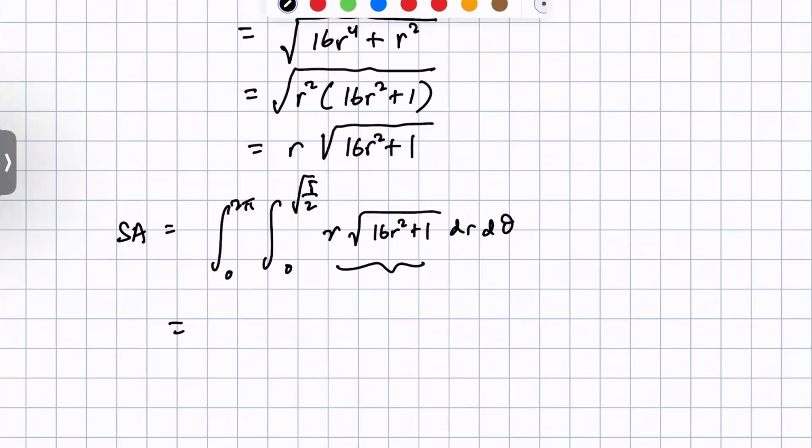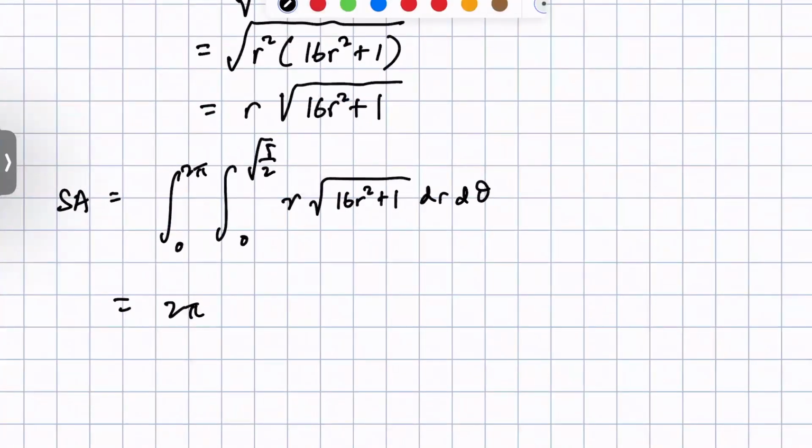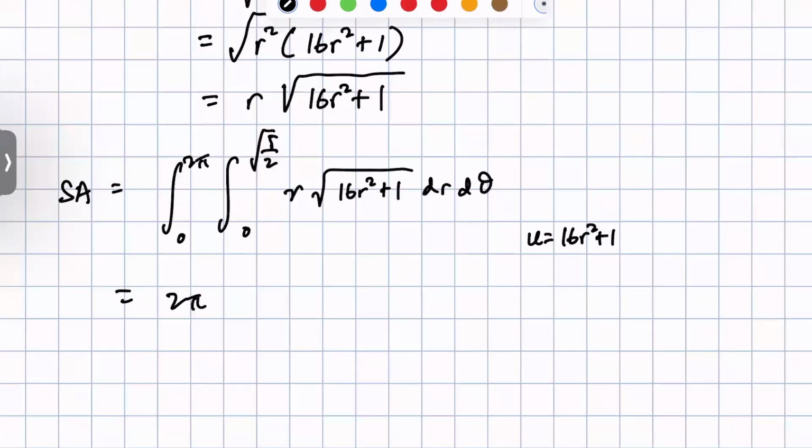No thetas in the integrand, so I just get a 2 pi here. Now, the standard way of integrating this is by u substitution, u equals 16r squared plus 1. But you can do it faster just by looking at it. This is 16r squared plus 1 to the 1/2 times an r. So when I anti-differentiate it, if u equals 16r squared plus 1, then du is 32r dr.